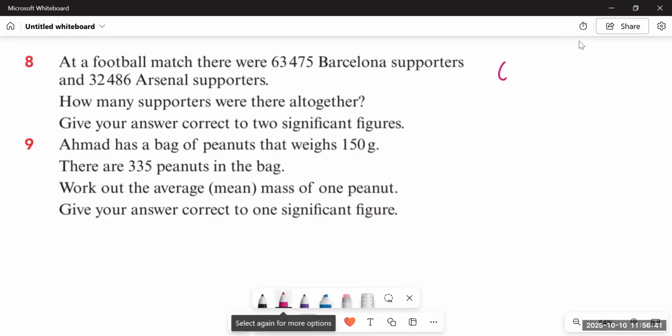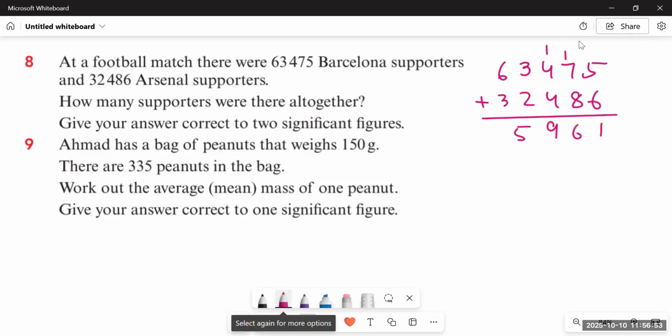So we will add 63,475 with 32,486. And upon adding them, we are supposed to get 95,961. Now the question says give your answer correct to two significant figures.